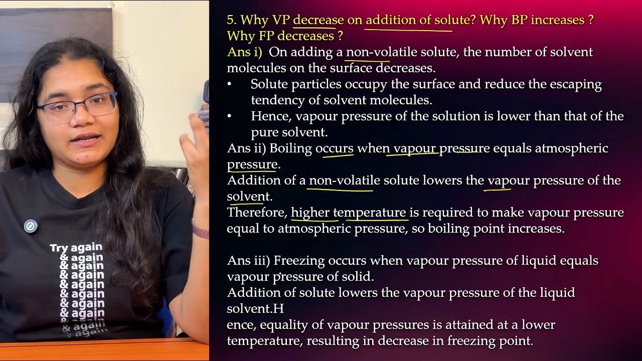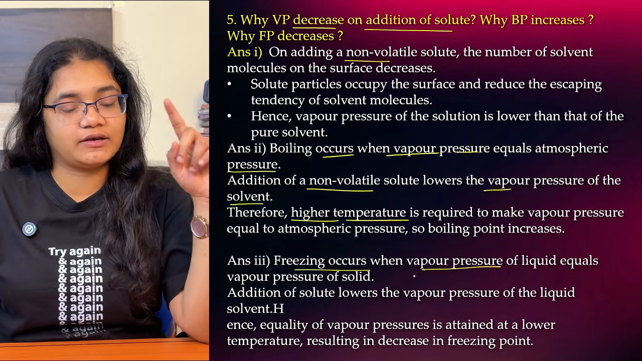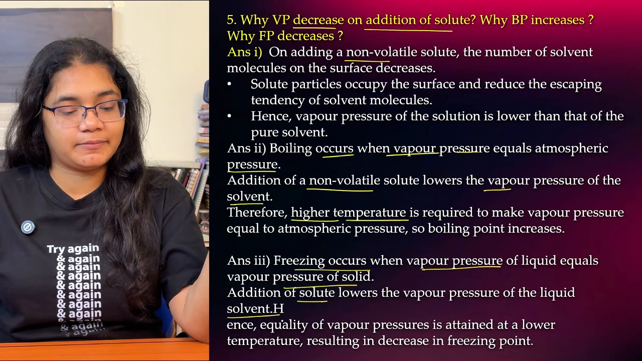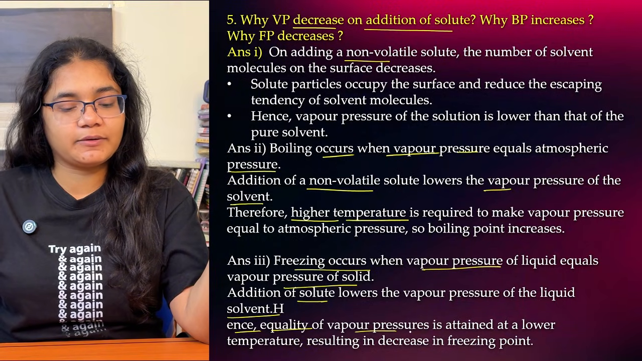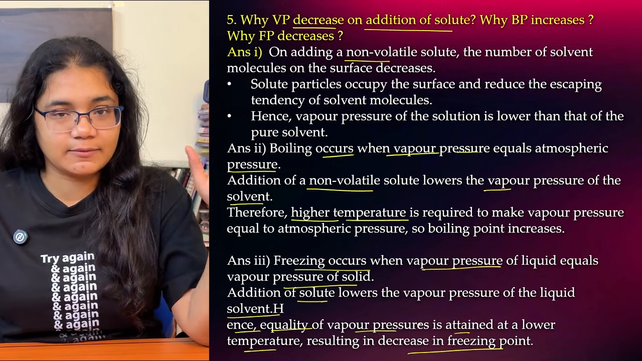Next, why does the freezing point decrease on addition of a solute? The same thing, you have to write: freezing occurs when the vapor pressure of the liquid is equal to the vapor pressure of the solid, but addition of a solute decreases the vapor pressure. Hence, equality of vapor pressure is attained at a lower temperature, resulting in the decrease in the freezing point.